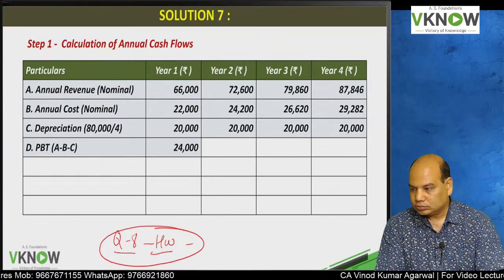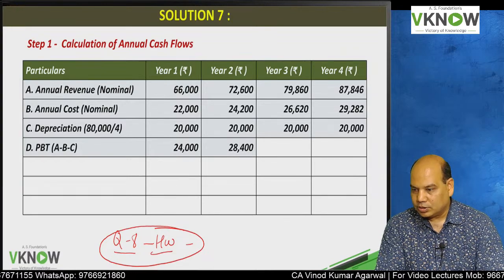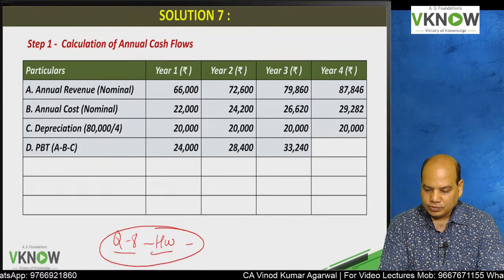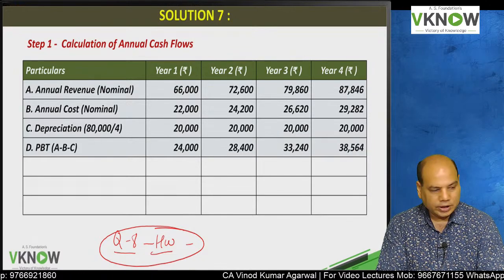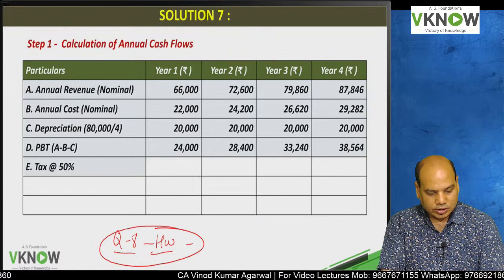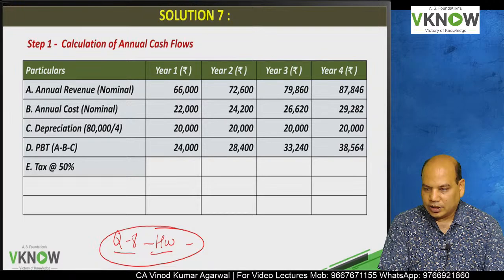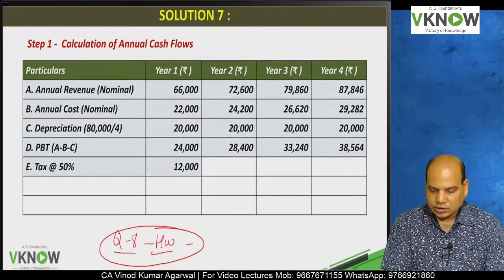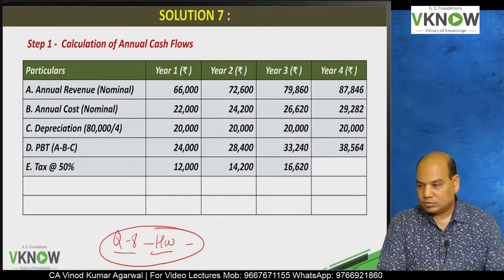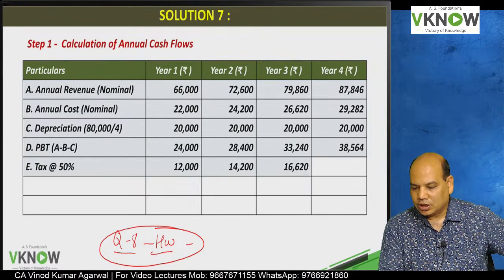24,000. Second year, 28,400. Very good. Third year, 33,240. Fourth year, 38,564. Then tax at the rate 50% is 12,000, 14,200, 16,620. Just take half of it, 19,282.